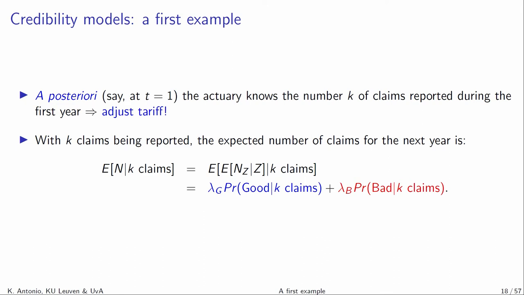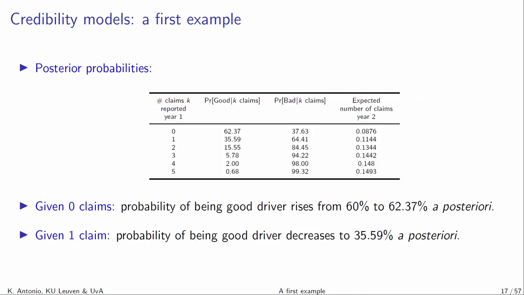And now, of course, our probabilities change because our probabilities become conditional probabilities. So the probability of being good, given that you reported K claims, and the probability of being a bad driver, given that you reported K claims. And if you fill that in, you see I got the numbers over here. You see that we started with 9% on average. And now, if you reported zero claims, that expected value will drop to 8.7%. If you reported five claims, that expected value will increase to approximately 15%. Yeah? So we can do an a posteriori assessment in this very basic example.